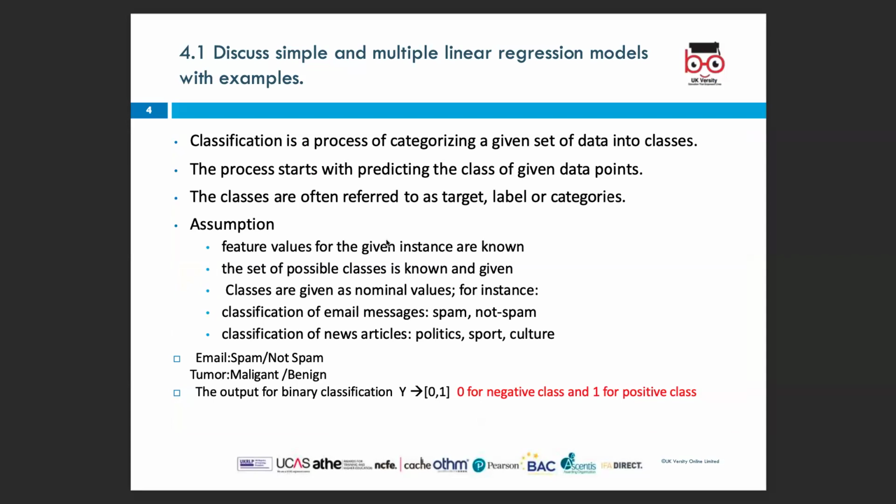So classification is a process of categorizing a set of data into classes. So you have a set of data and they ask you what classification is. This is literally categorizing a given set of data into classes. The process starts with predicting the class of given data points. The classes are often referred to as targets, labels, or categories. Assumption: feature values of the given instance are known. The set of possible classes is known and given. Classes are given as nominal values.